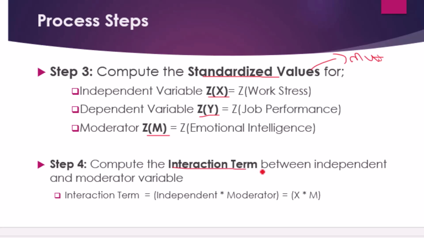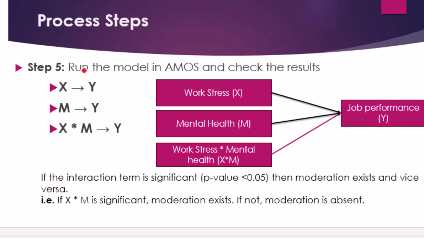Then the next step, number 4, is to compute the interaction term. The interaction term between the independent variable and the moderator variable. By interaction term we mean the product of the two variables. So we take the independent variable and multiply it by the moderator variable, that is X multiplied by M.